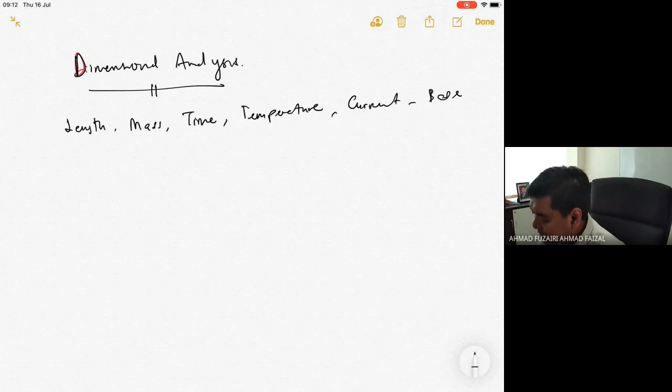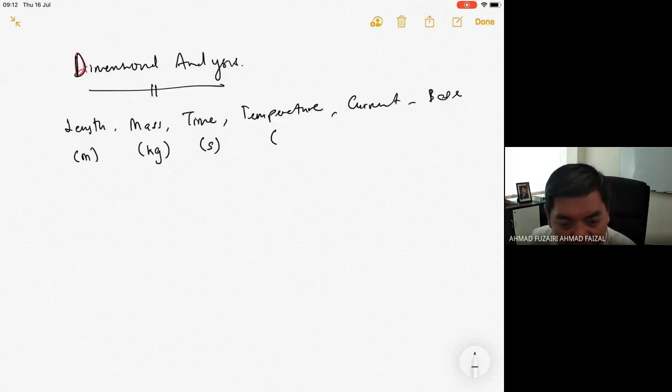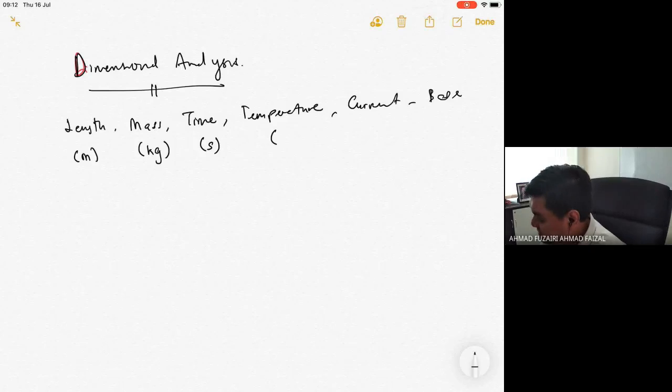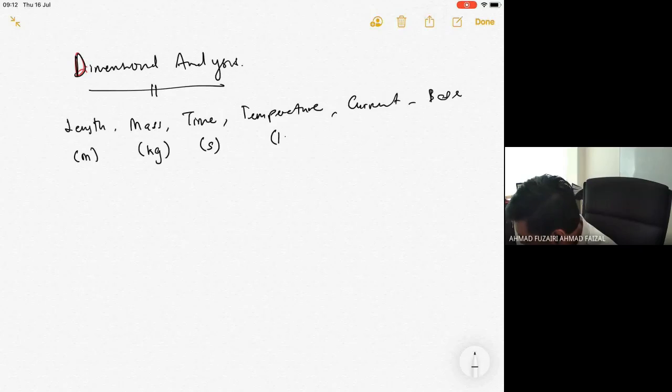So if you notice here, the SI unit for length is meter, the SI unit for mass is kilogram, the SI unit for time is seconds, and the temperature is what? Everybody? What is the SI unit for temperature? Kelvin. Why we bother about Kelvin? Why don't we just stick to the Celsius? Absolute temperature.